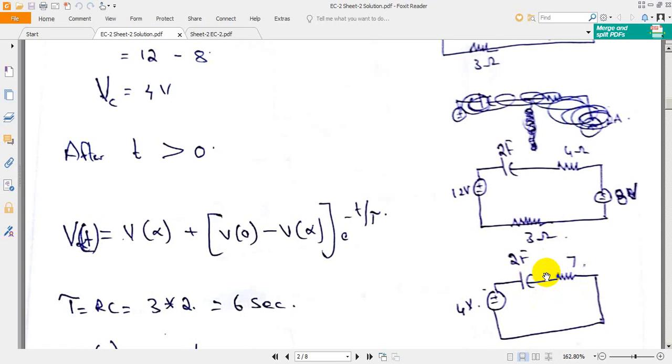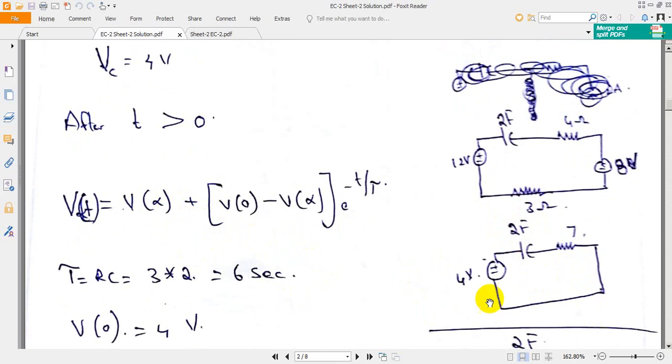Why 7 ohms? 7 or 3? It is 3, not 7 ohms. Sorry, just 3 ohms. It is not 7, this is 3. Okay. Now for this circuit, the voltage across the capacitor will be V of t is equal to V infinity plus (V naught minus V infinity) into e power minus t by tau.